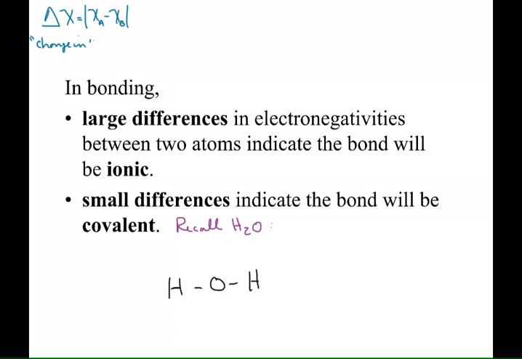So what this says is if you have large differences, then an electron is going to be transferred. You're going to end up with an ionic compound. If you have small differences between your tug of war, then electrons are going to be shared. It's just a beautiful story.